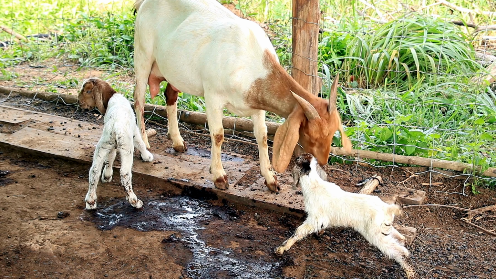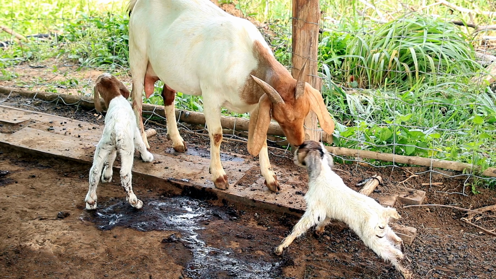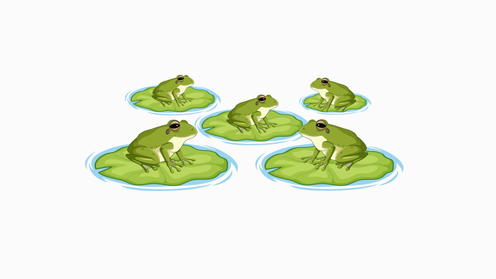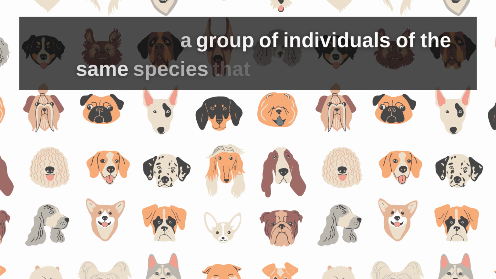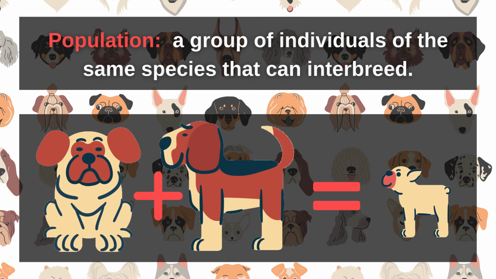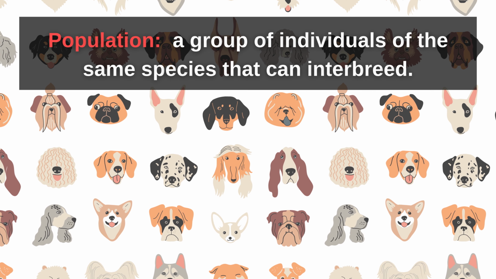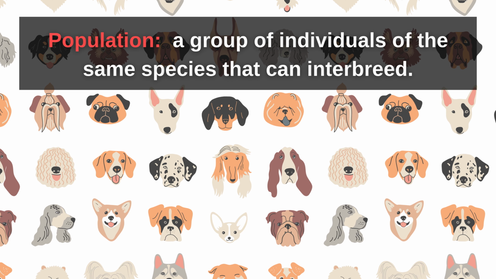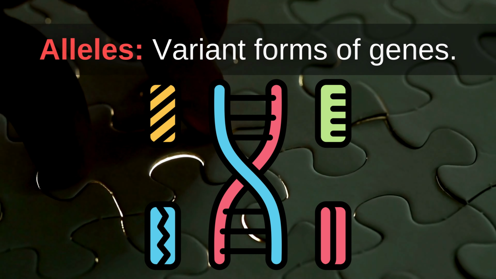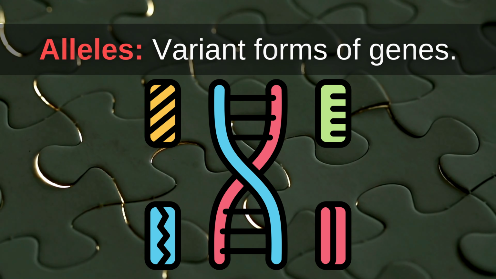And here's where population genetics comes in. Evolution isn't about individuals. It happens at the population level. A population is a group of individuals of the same species that can interbreed. And within these populations, we see changes in allele frequencies over time. That's evolution in action. A key component of this puzzle is alleles, which are variant forms of genes.